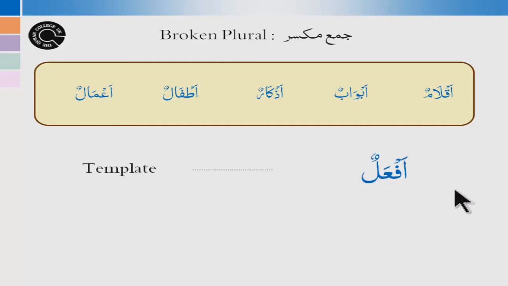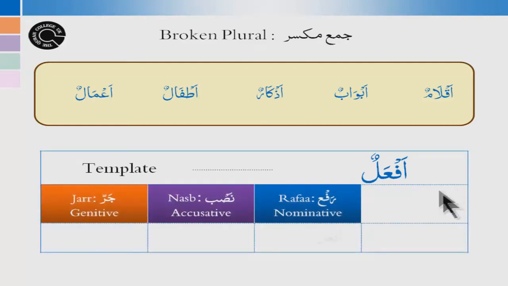The first case would be this, that the rafa would be as it is, that is the rafa that you make, and then the nasab case will be a tanween, so there will be double fatha and alif with it, so it is af'alan, and that would be af'ilan.